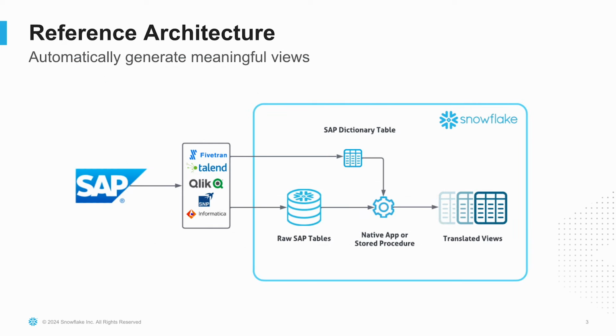Here is a simple architecture of the solution. You can ingest data from SAP to Snowflake easily with different partner solutions. But once you ingest data, you will end up with these raw SAP tables, which is not easy to understand and analyze by a business user or an analyst. So the solution is we created a simple stored procedure which reads these raw SAP tables, combines some metadata from SAP dictionary table DD03M, and creates meaningful views on top of these raw SAP tables. Let me show you a quick demo of the solution.